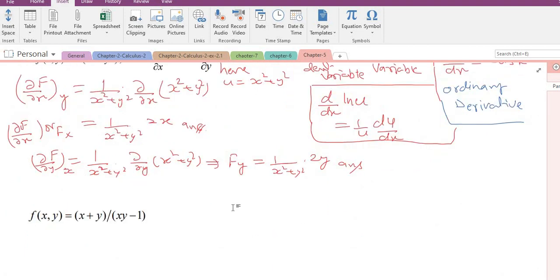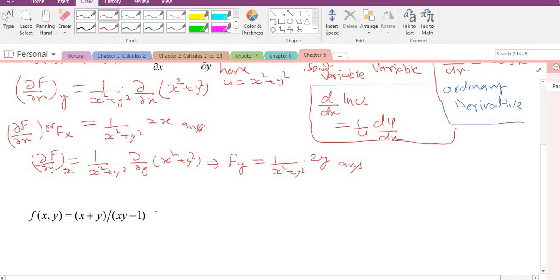Now I am going to discuss how to find del f del x and del f del y of this function. This is another question of the exercise. So see that one here, again f of x y, that means x and y are two independent variables. So what we have to do, f of x, that means partial derivative of f with respect to x, treating y as constant. So see that one here, x plus y divided by xy minus 1.